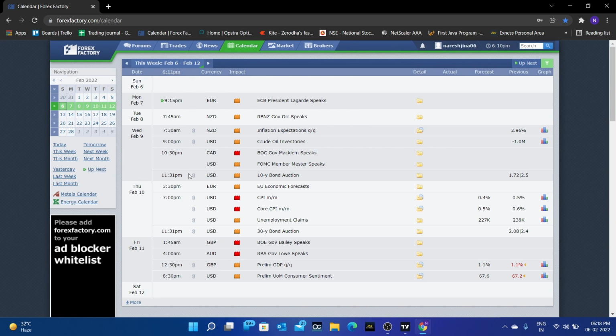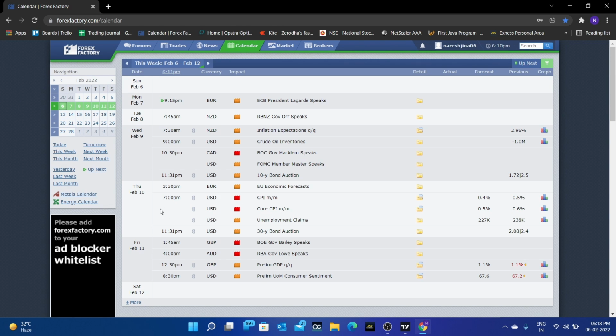So in this week, we can see on Monday we will be having one event on the Euro currency, and on Tuesday we are having one on NZD, and Wednesday we are having a lot of events on NZD, USD, CAD as well. So we can expect movement on these currencies, and basically this week is not quite big. We are having a little bit of events, so we can expect some kind of movement on all the currencies.